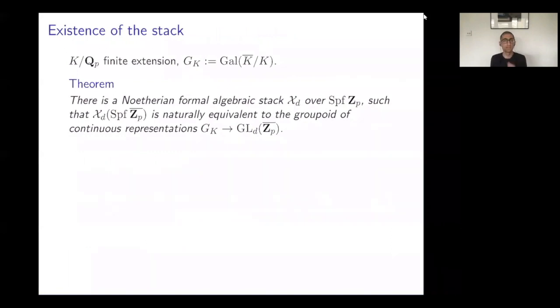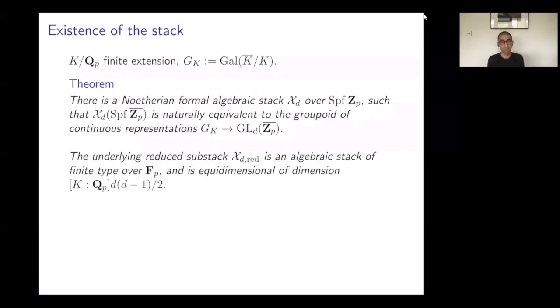Okay, so here's our first theorem. The theorem says that, again, fix K, fix G_K, this absolute Galois group, then there's a Noetherian formal algebraic stack which, for example, the points of it over the ring of integers in Q_p-bar, Z_p-bar, is naturally equivalent to the continuous representations of this group. So this is some space in which we've not fixed a mod p representation or anything. And we can say some things about this stack.